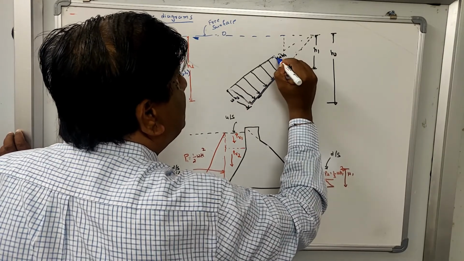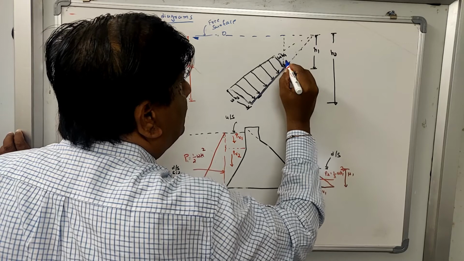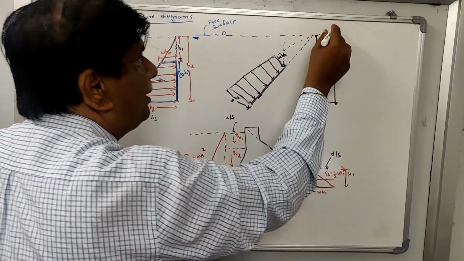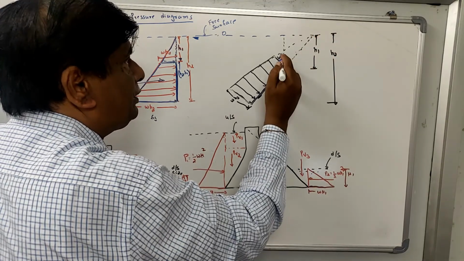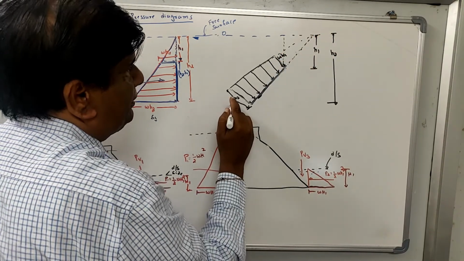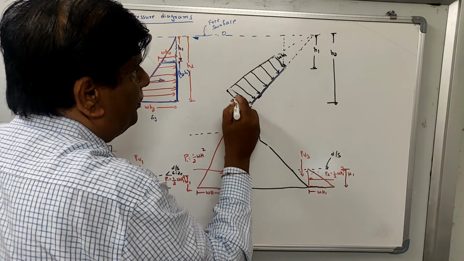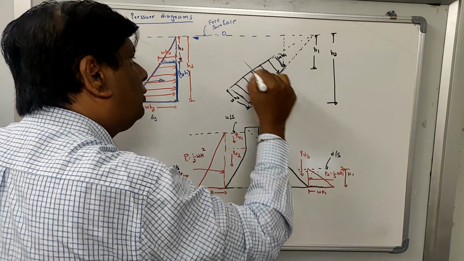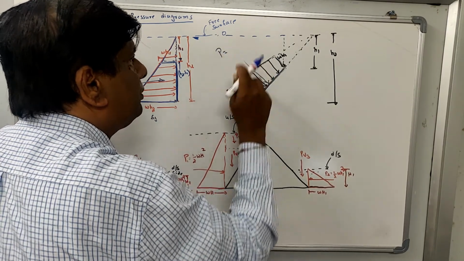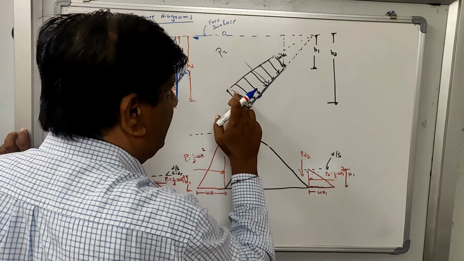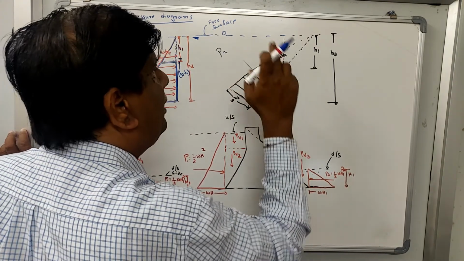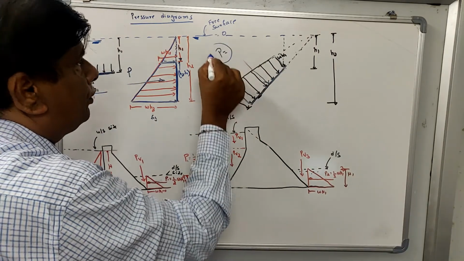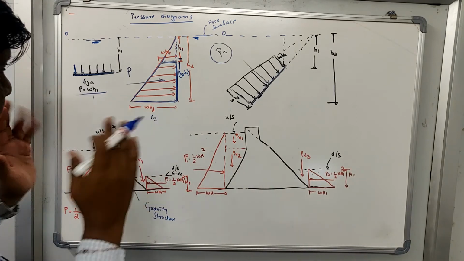This is the pressure intensity at the top, wH1, because this point is lying at a depth of H1. This bottom point is lying at a depth of H2. So here the pressure intensity is wH1, and here it is wH2. So the pressure intensity diagram is rectangular in shape. You calculate the total force P, which is equal to the area of this diagram multiplied by 1 multiplied by the unit weight of water, and its point of application. That gives you the total force. This is how to draw the pressure diagram.